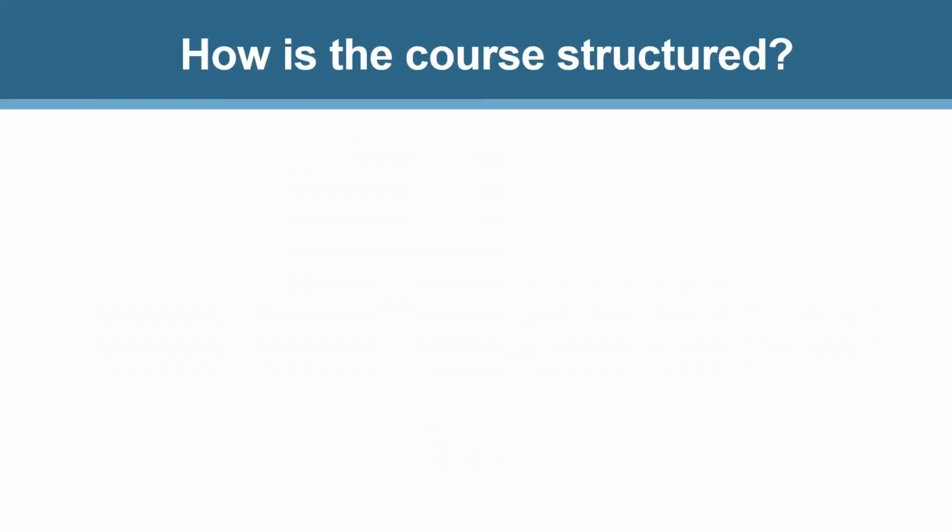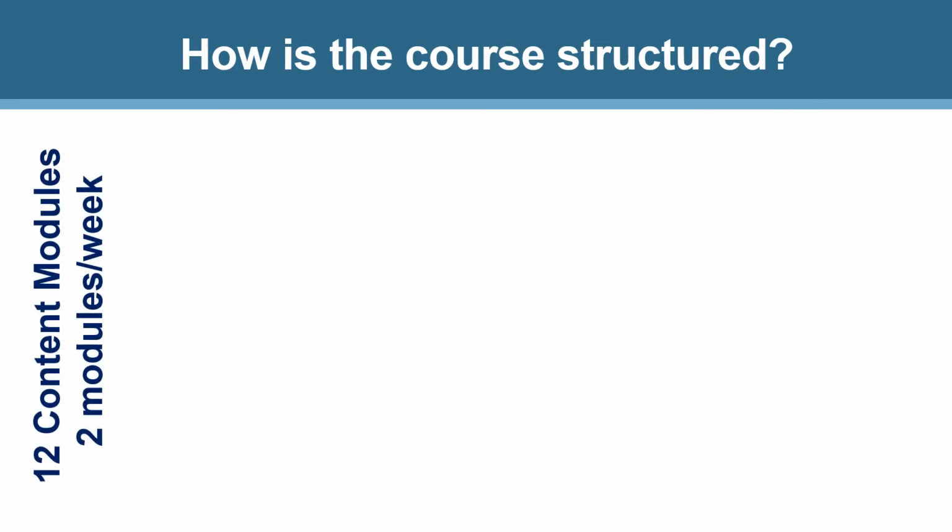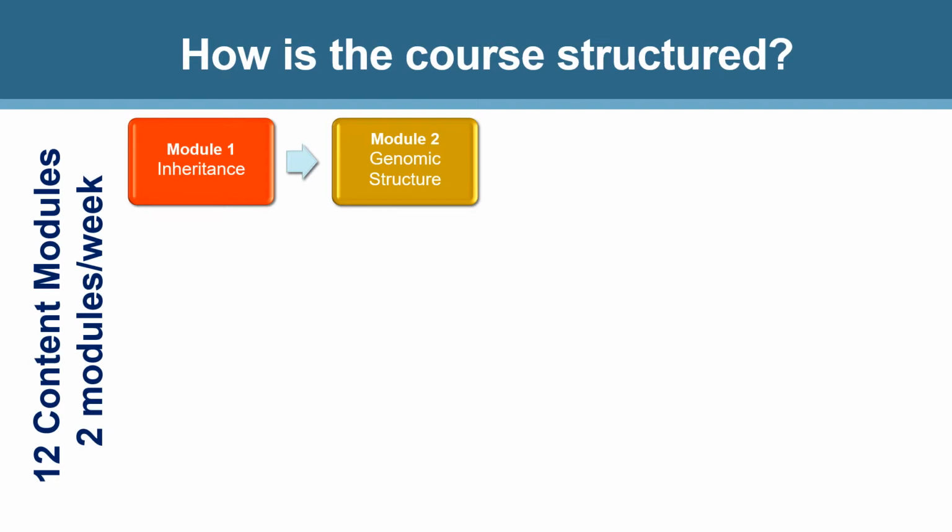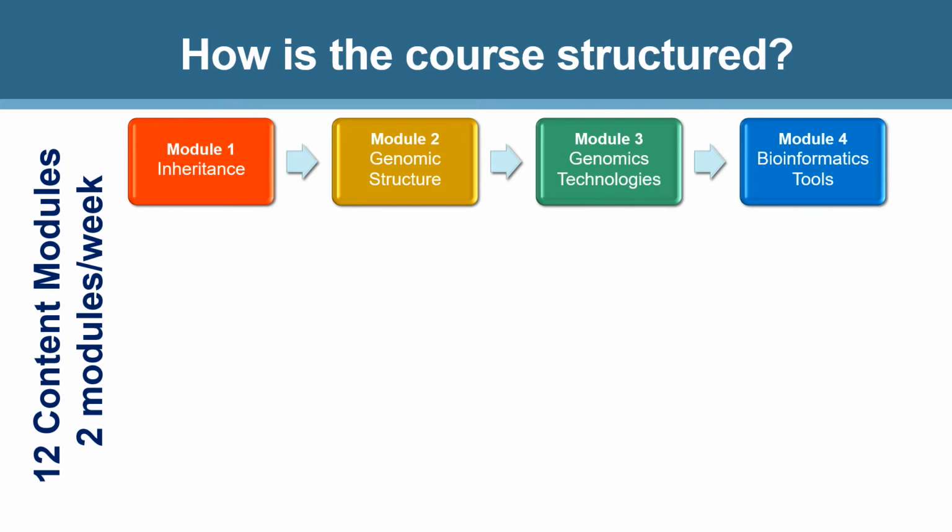So how is the course structured? There are 12 content modules with 2 modules presented each week. In Module 1, we'll talk about inheritance and how traits are passed on from parents to children. In Module 2, we'll talk about genomic structure, some of which you've already covered in your molecular nutrition course, so this will be a bit of a review. In Module 3, I'll show you some genomics technologies, how variation in the genome is actually measured. In Module 4, I'll provide you with some bioinformatics tools, some of which are web-based, so that you can use them to find out more about gene structure and sequence variation.